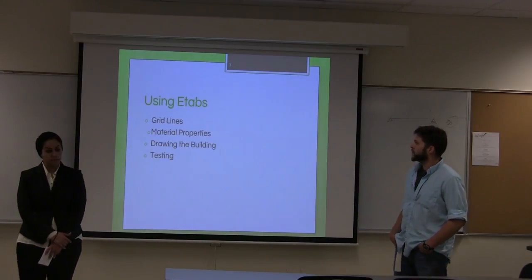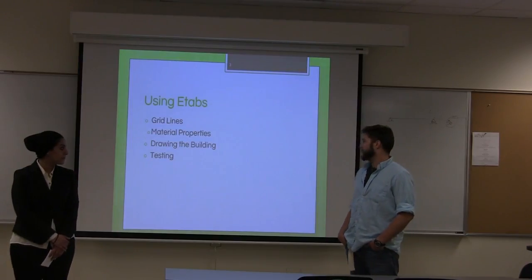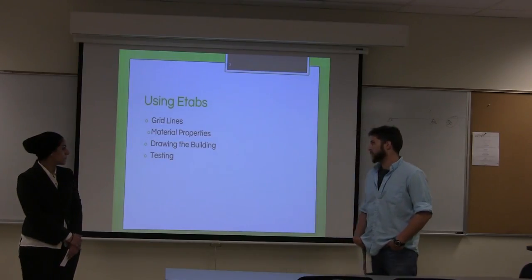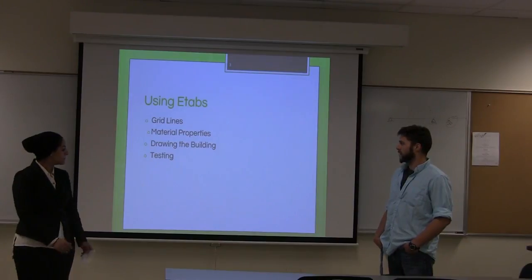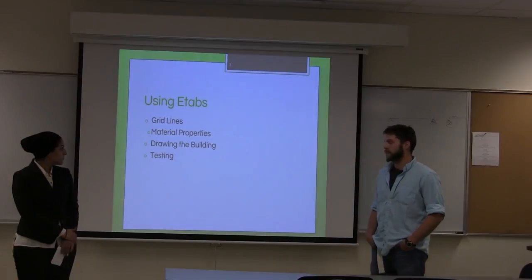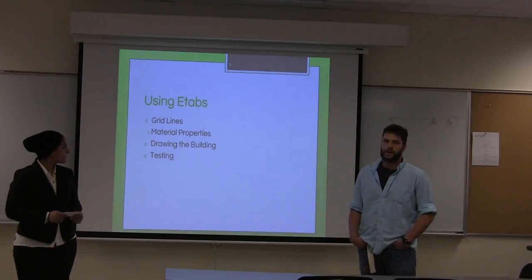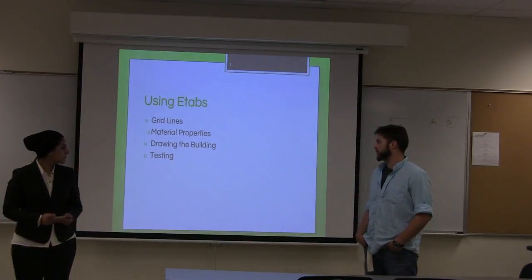To start ETABS, you have to click a new model, and then define the grid lines. Then define the material properties, which were given in the problem statement, then draw the building, do the testing, and then run the analysis over until you get the correct beams you needed. We designed 20 different columns and 20 different beams.